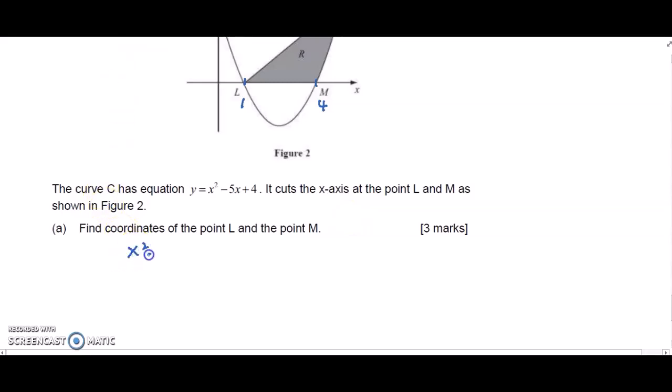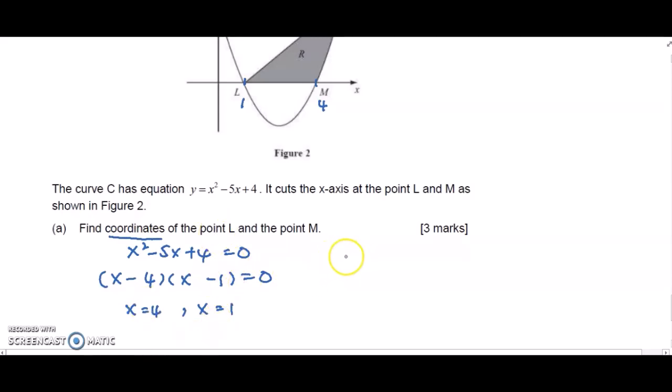So if you let y equal 0, then you need to factorize. Factorize, you get (x - 4)(x - 1). From here, you solve it. You get x equals 4, x equals 1. And now the question is asking for the coordinates, right? So coordinates meaning that you need the value of y. When you write the coordinates, you need to write down the x coordinate and y coordinate.